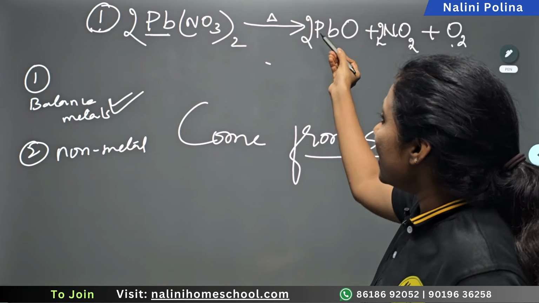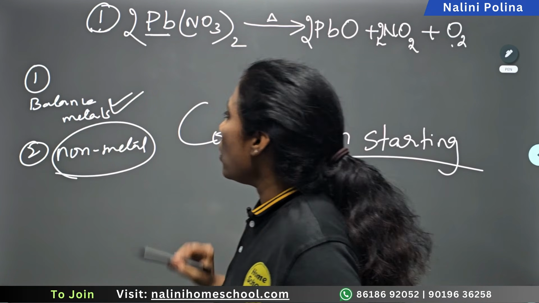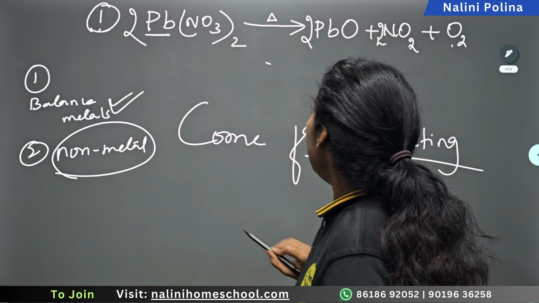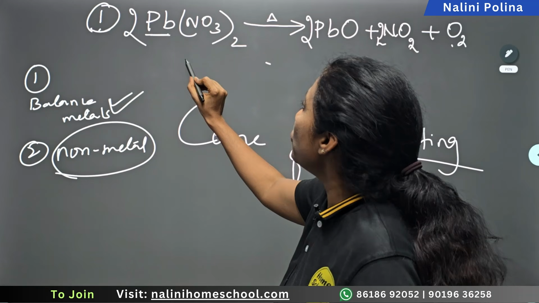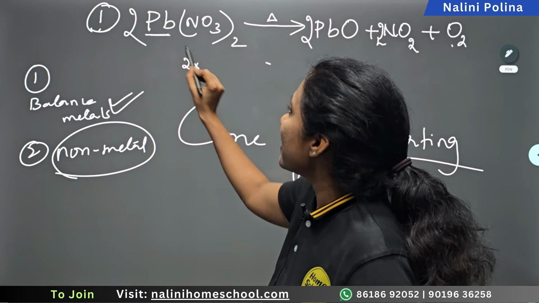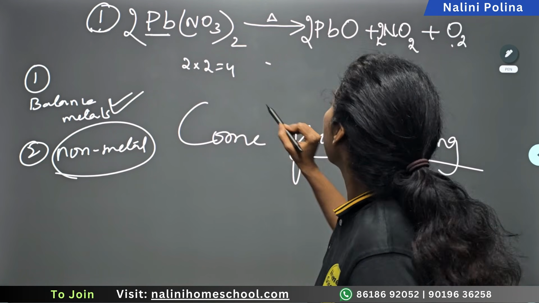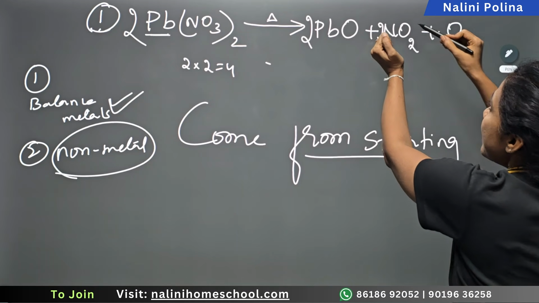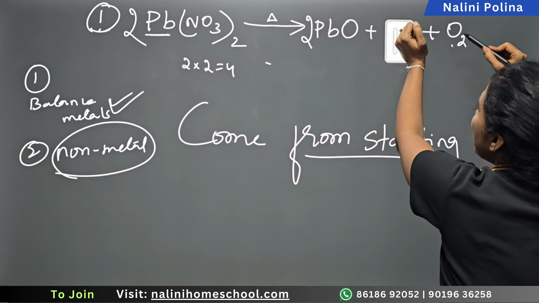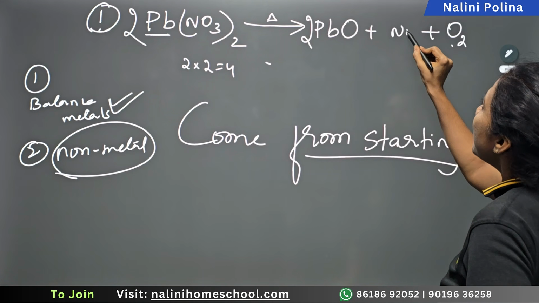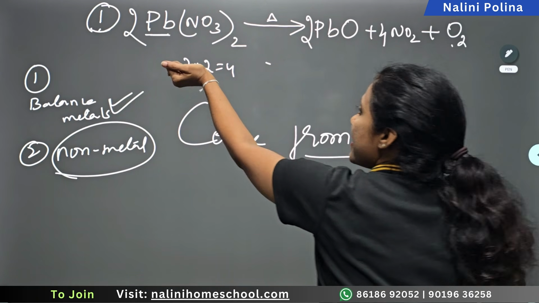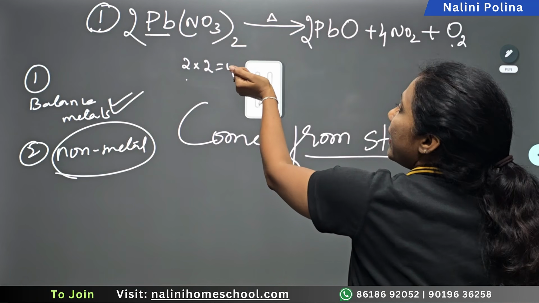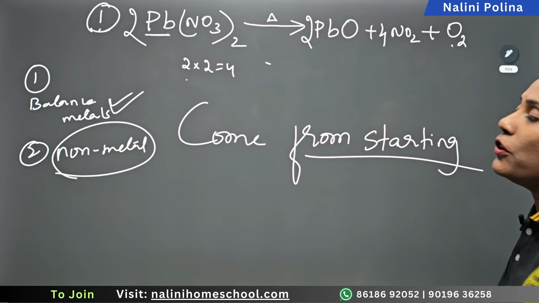After lead, go for balancing the non-metal. So which is a non-metal? Nitrogen, isn't it? So how many nitrogens are there? Here 2 multiplied with this number, 2 into 2, 4. But here initially what is the number you have put? 2. That is wrong now. So before nitrogen, what number do you have to put? 4, because this side 4 nitrogens are there, so you have to put 4.